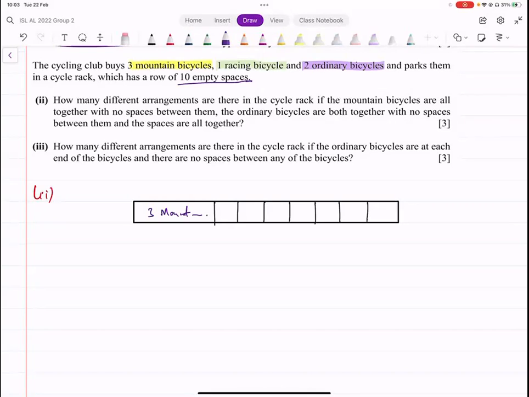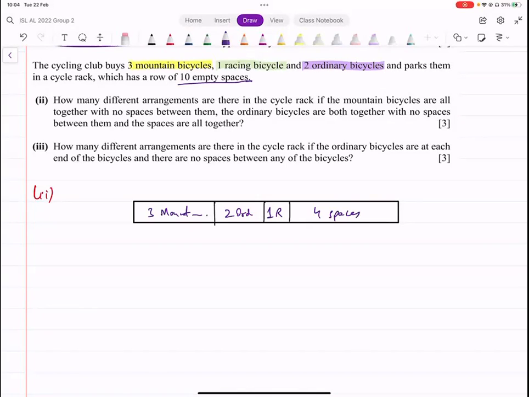The ordinary bicycles are both together. So we've got 2 ordinary bicycles. हमारे पास एक box होगा जिसके अंदर हमारे पास 2 ordinary bicycles होंगे. ठीक है? बाकी एक आपकी racing bicycle है, उसका तो एक अलग box होगा. So we have 1 racing bicycle. ठीक है? The spaces are also together. Spaces का भी एक single box होगा. So we've got 4 boxes.